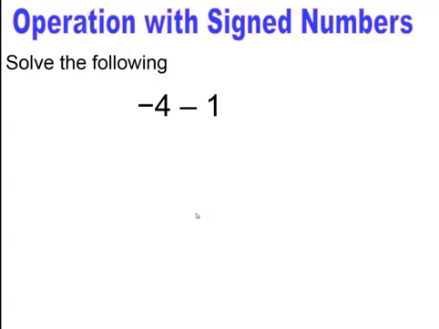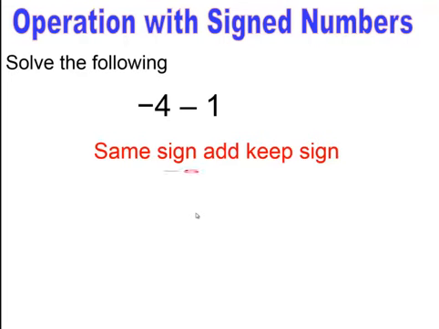So hopefully you see here we have the same sign, and that sign is a negative. So I end up adding the two numbers together, and I end up getting a -5 and keeping the sign.